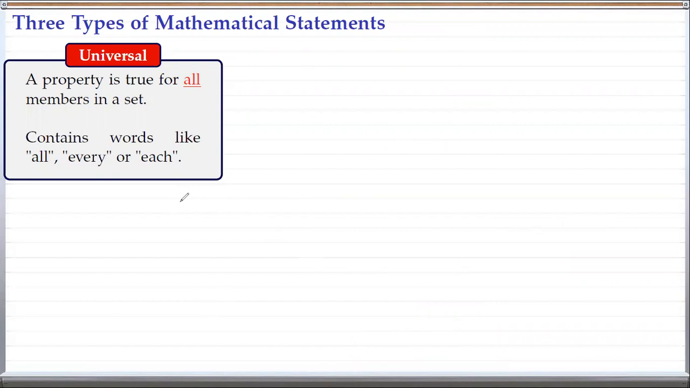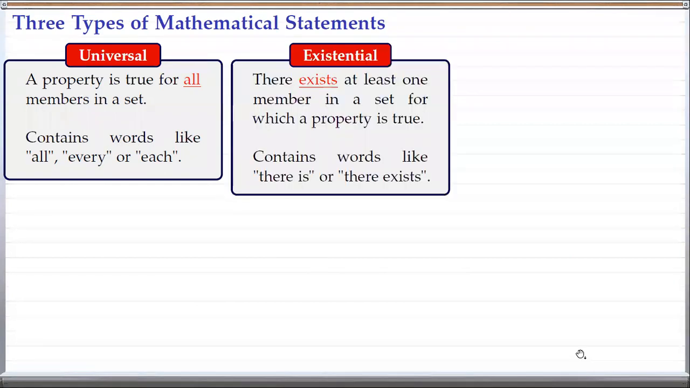Now let's look at some types of mathematical statements. The first one here we have is universal statement. This statement says a property is true for all members in a set, and it contains words like all, every, or each. The next type is existential. This statement says there exists at least one member in a set for which a property is true. And it contains words like there is or there exists.